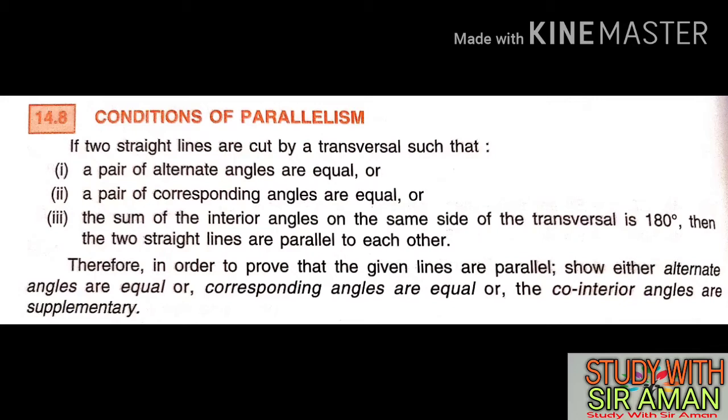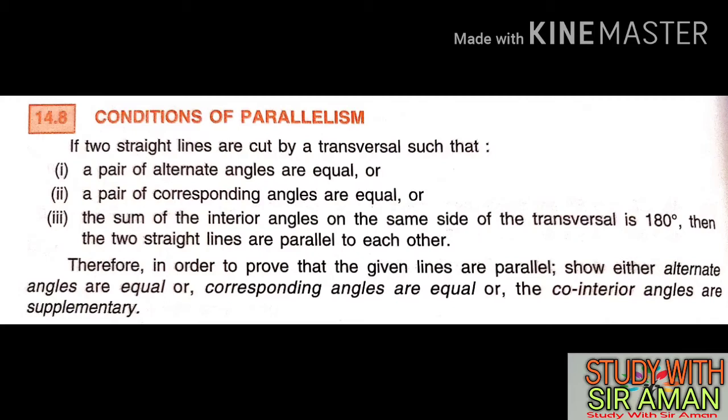What are these? First, a pair of alternate angles are equal. Pair of alternate angles are equal, then you can tell yes, lines are parallel. Second, corresponding angle will be equal, then also lines are parallel. Third, co-interior angles are supplementary, then also lines are parallel. Okay, these are the 3 conditions that we will discuss in exercise along with question. Okay, so now one question I am going to tell you.